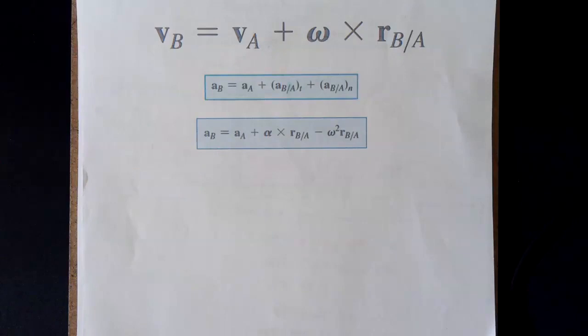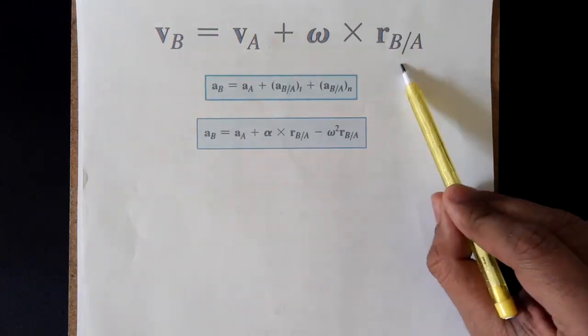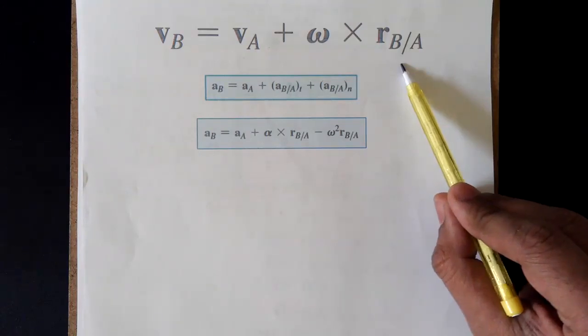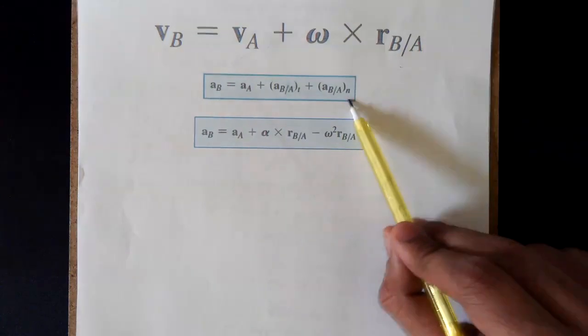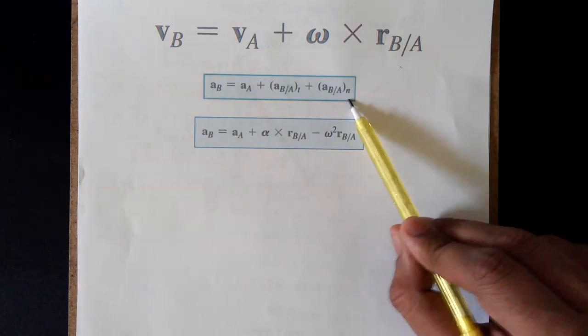Hello. So in this part of the video, we will work on relative motion and absolute motion analysis for acceleration calculation of rigid bodies. So we have this equation for velocity analysis for rigid body in general plane motion. And in the previous video, we have talked about acceleration analysis of rigid body in general plane motion.